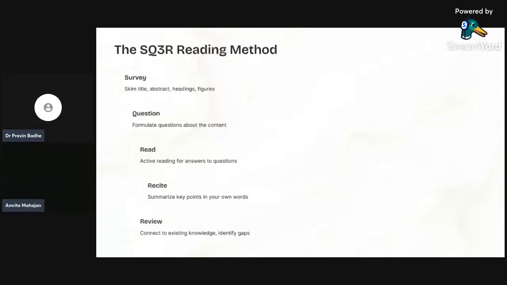And then comes recite. It's summarizing the key points in your own words. You can summarize those key points, and then review at the end, to connect with existing knowledge and identify gaps to fulfill your research.